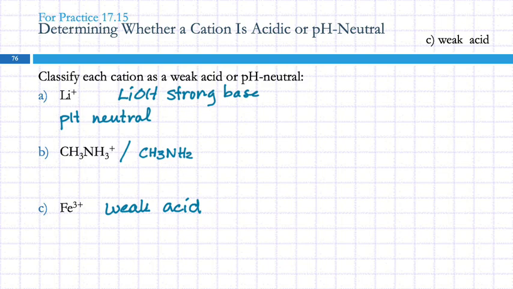And you may look at that and say, well, that doesn't really look like anything to me. This is a relative of ammonia. Ammonia is NH3. One of the H's has been swapped out for CH3. We do not recognize this as a strong base. It's a weak base. This can act as a weak acid. So this cation is acidic.